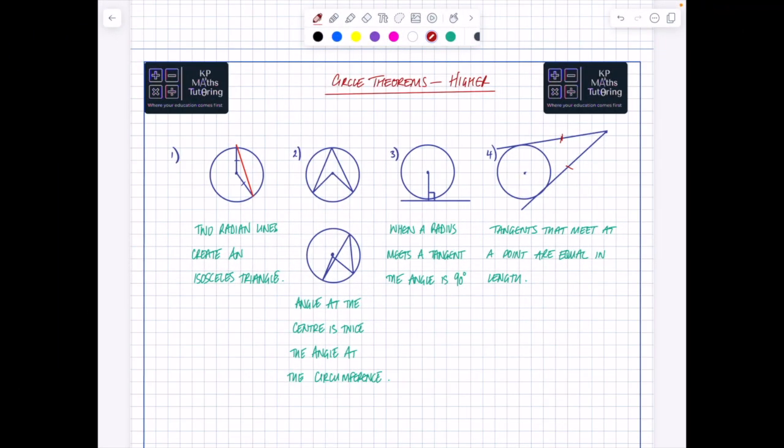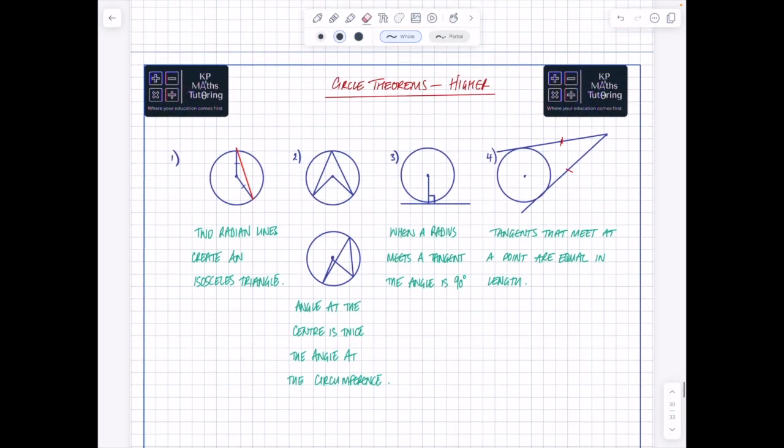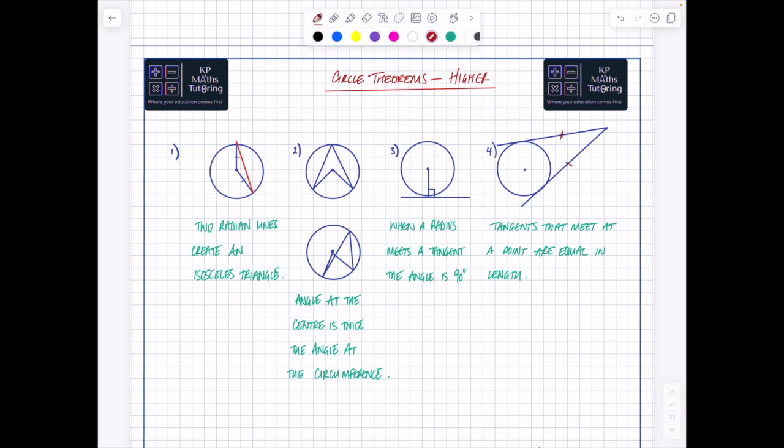Hi everyone, quick video here on circle theorems. So this is going to be just for higher pupils. If you're foundation, you don't need to worry about this at all. I'm going to quickly run through the rules and then go through a couple of examples, okay? So it'd be worth getting a pen and paper and writing these rules down. There's certain things you need to know.